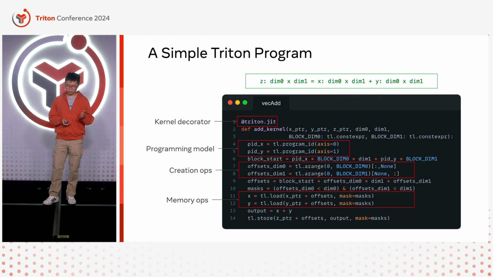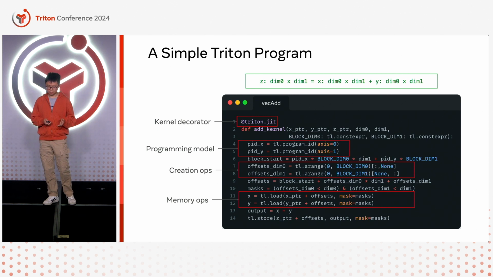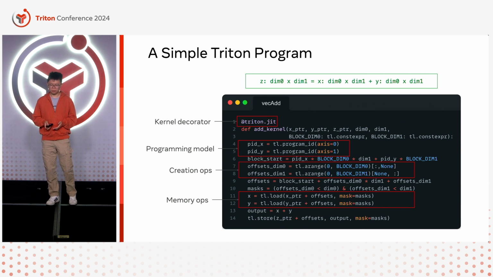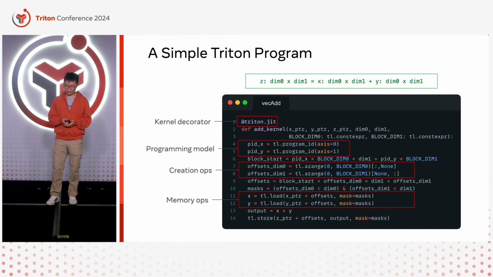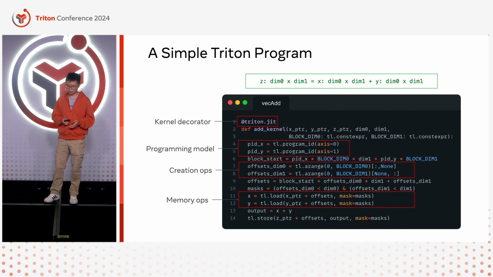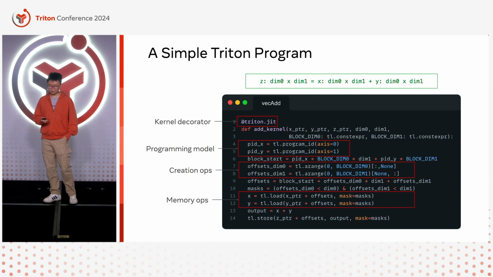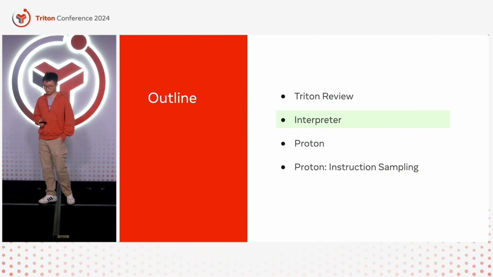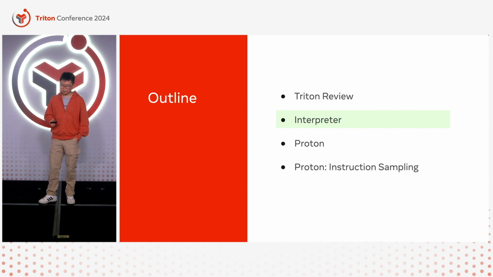In the end, we invoke memory operations tl.load and tl.store to load tensor values from GPU's global memory to Triton device memory or registers and perform an add. After that, the output is stored into GPU global memory again using tl.store. So hope this reminds you how to write a Triton kernel if you haven't done it for a while. Next, we are going to dive into the core parts of the tutorial, including the interpreter and the profiler.